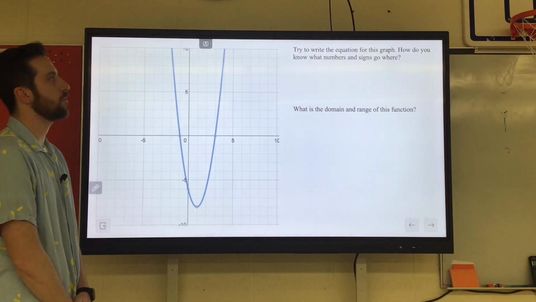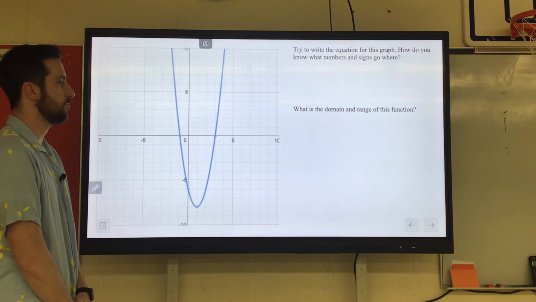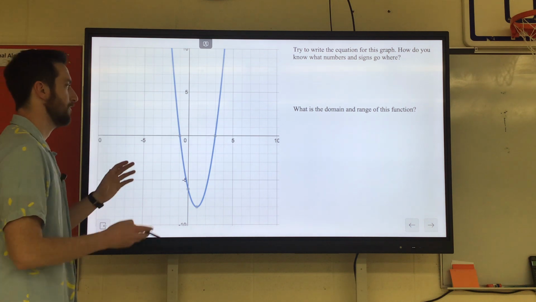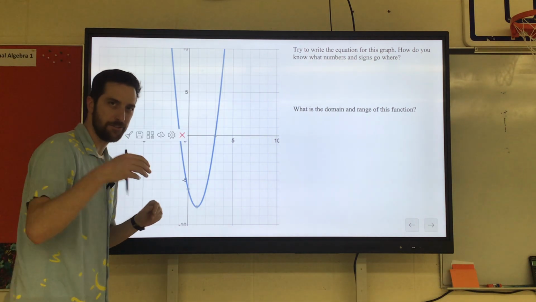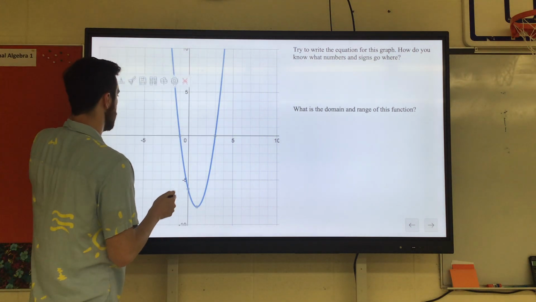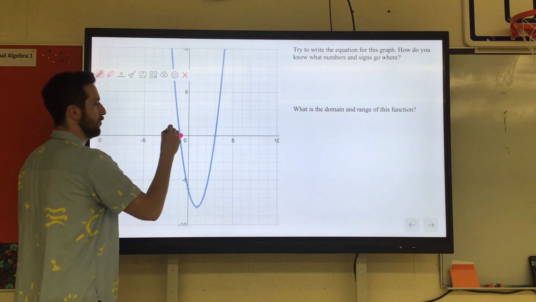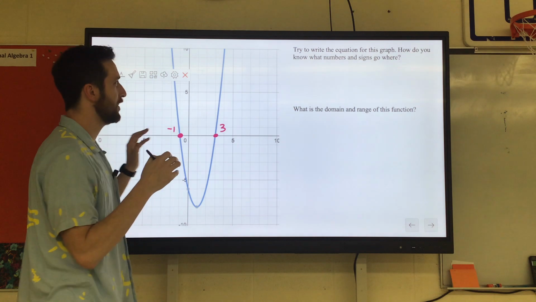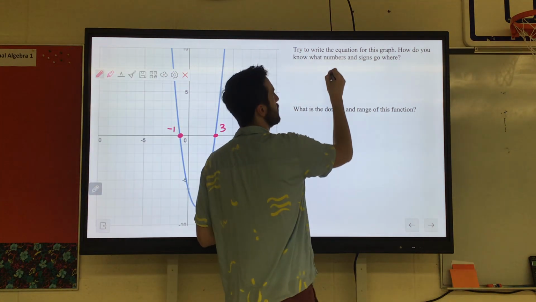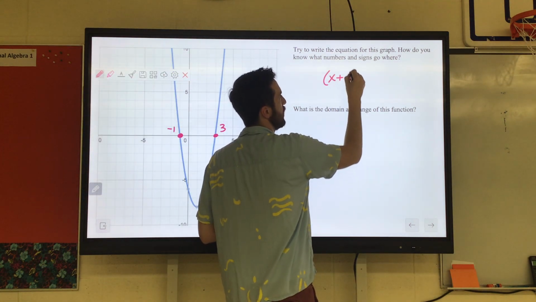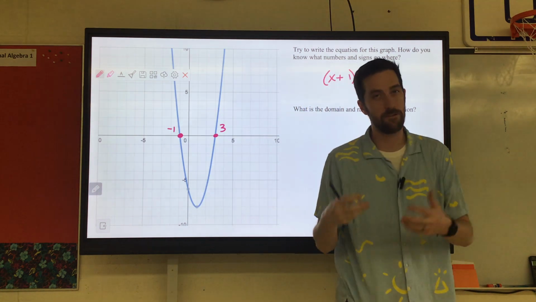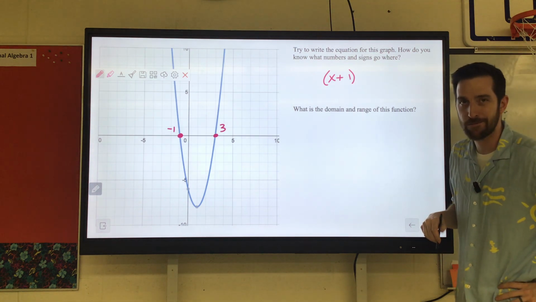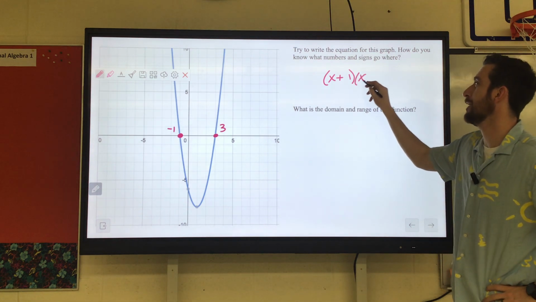Try to write the equation for this graph. How do you know what numbers and signs go where? Okay, all right. Now, I know that the zeros, the intercepts, are important. And I see that this one crosses at negative 1, and it crosses at 3. So if it crosses at negative 1, I know that's going to show up as x plus 1, because negative 1 plus 1 is 0, and we're looking for zeros. It also crosses at positive 3, so I know that's going to say x minus 3.